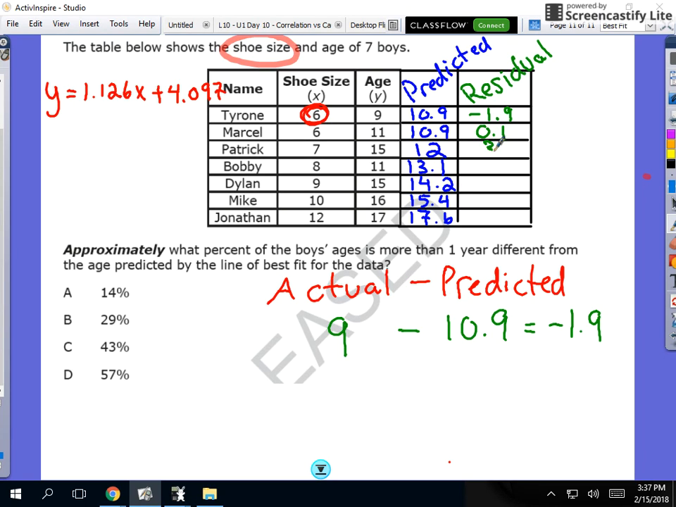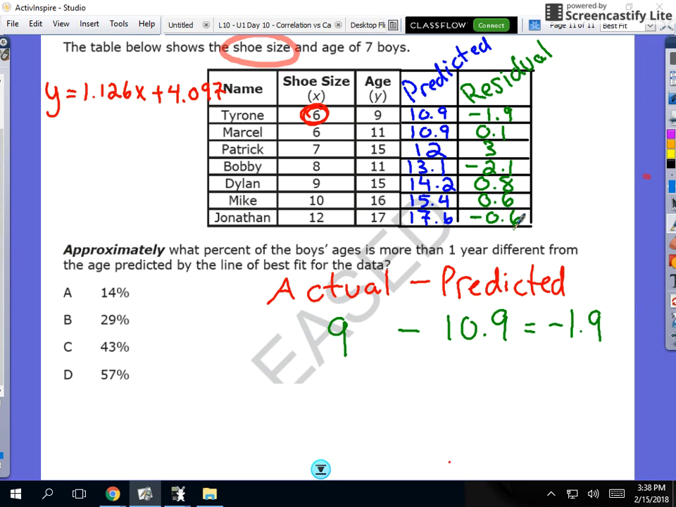15 minus 12, that's 3. 11 minus 13.1, that's going to be negative 2.1. 15 minus 14.2, that's going to be 0.8. Okay. 16 minus 15.4, 0.6. And last but not least, 17 minus 17.6 would give me negative 0.6. Okay, awesome. Hopefully you did those on your own. You didn't just copy them down from me. But here, those are all my residuals.